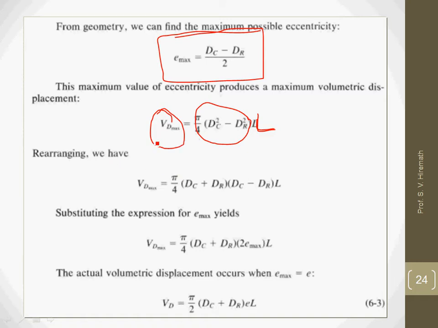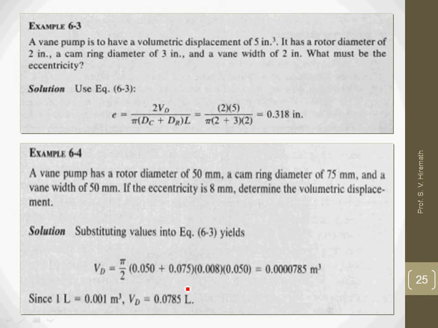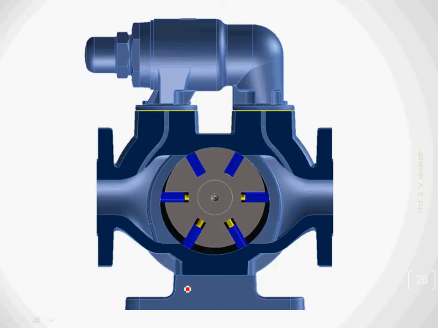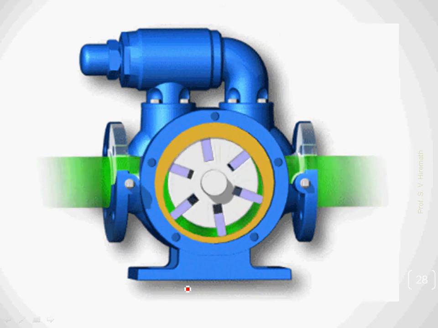I can simplify this one, DC square minus DR square, which is in the form of A square minus B square, equals (A plus B) into (A minus B), and instead of DC minus DR, I will put 2 into Emax here. So I will substitute 2 into Emax, and cancel: 2 2s are 4. I will get finally VD equals pi by 2 into (DC plus DR) into E into L. So that is the formula we can use in the case of the vane type of pump. And again we are using the same QT formula, which equals VD into N.